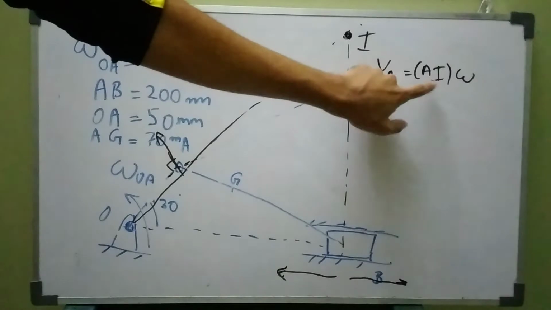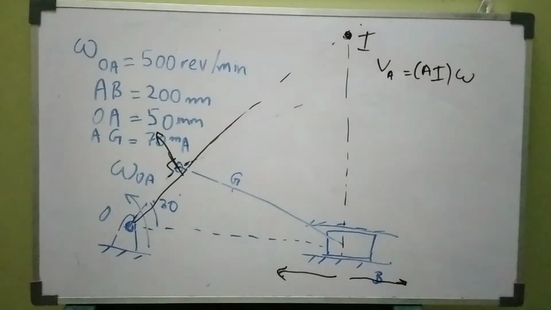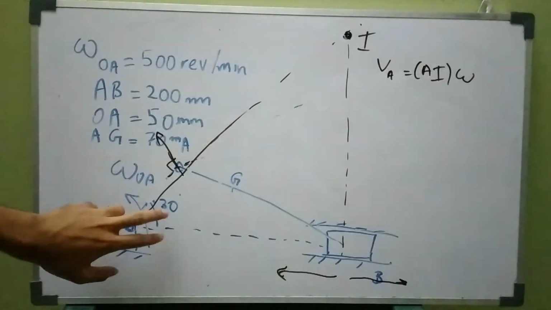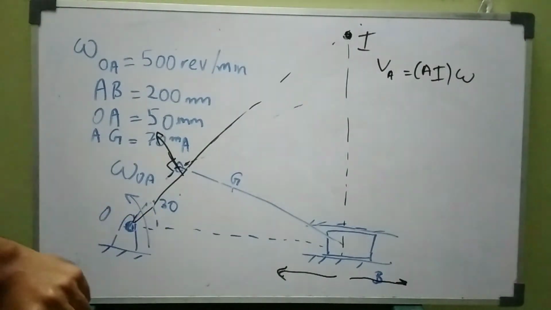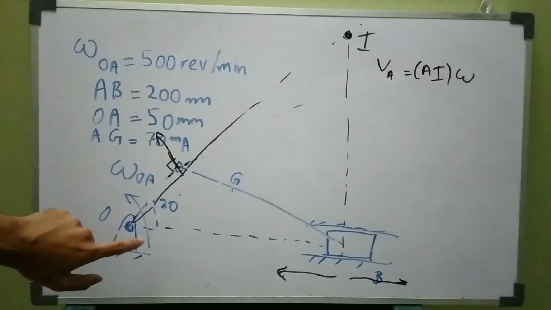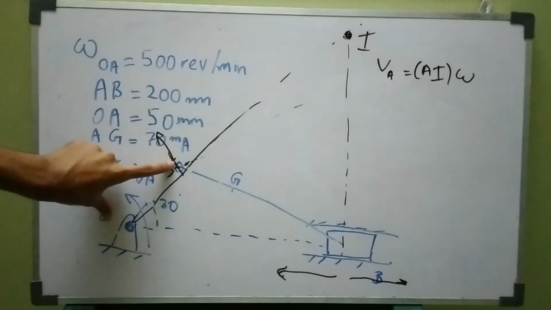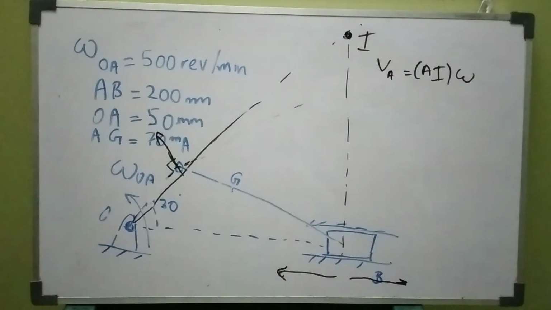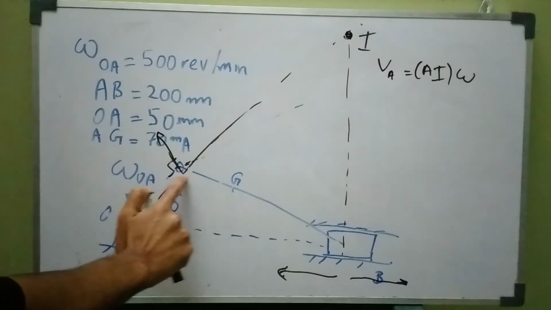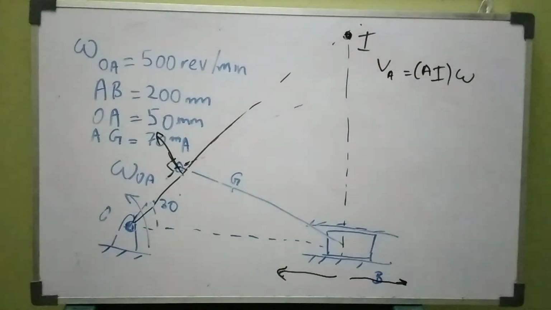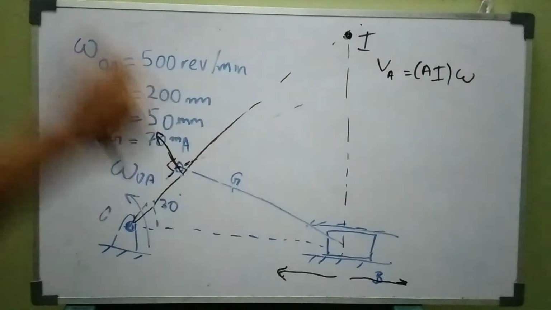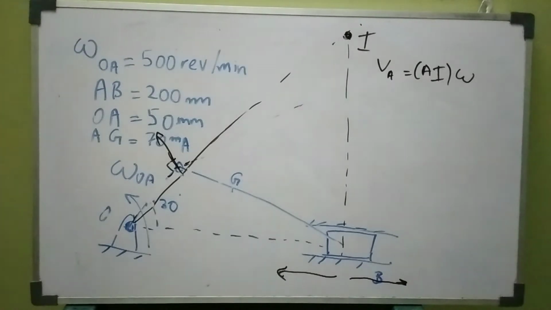And AI, we need to calculate the value for AI. That's the important part. However, you can use the basic geometries to find that. It's not a difficult part, but the calculations are a little bit complex. So we knew the value of this angle 30, and OA is given as 50 millimeter, and AB is given as 200 millimeter. Here we need to find the value of AI. So how are we going to find this?